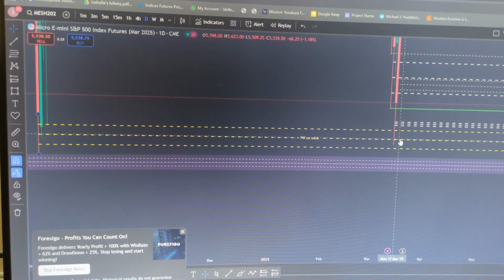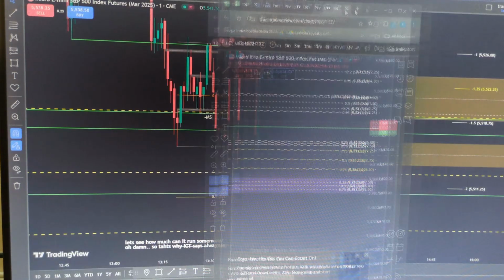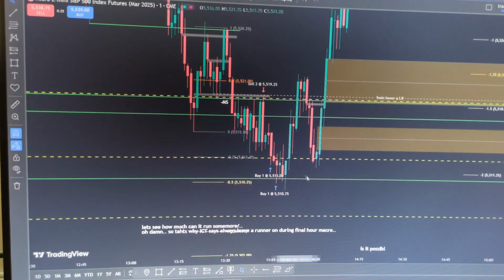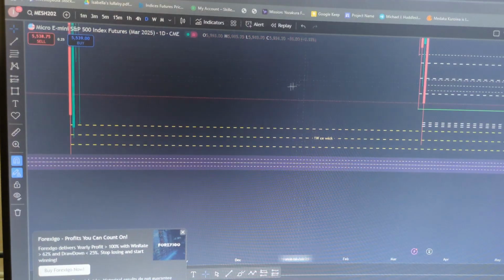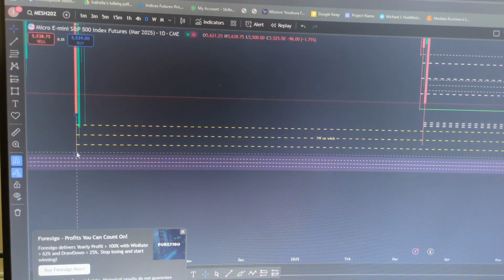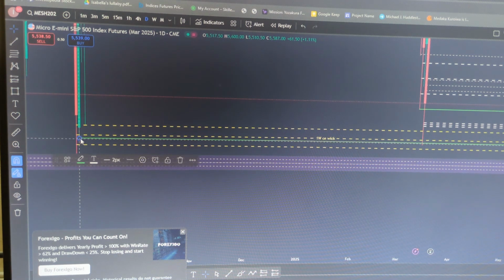So 5512.75 is where I took my first partial off, and then the second partial was an old daily low right here. The old daily low is this one right here. So this was the old daily low.